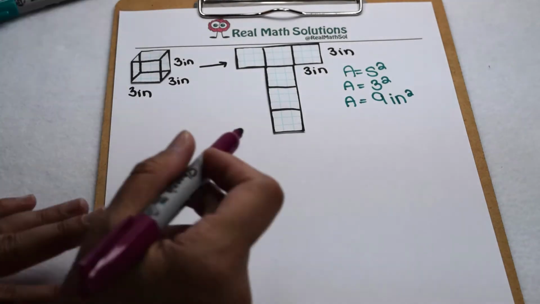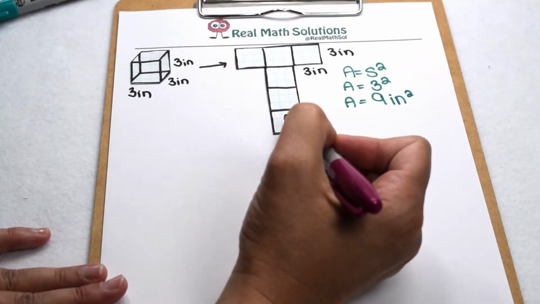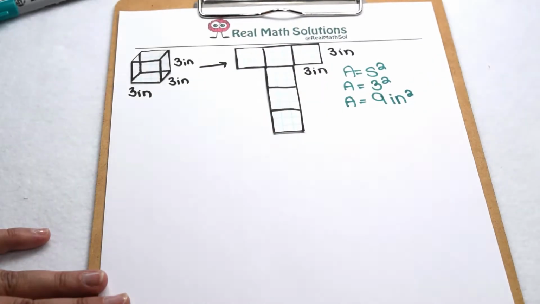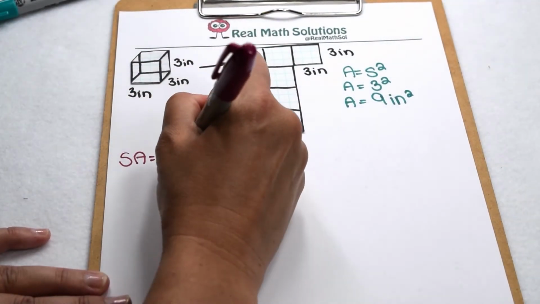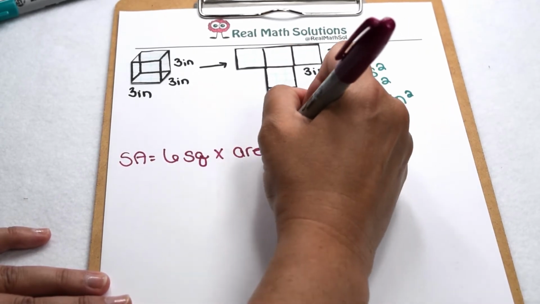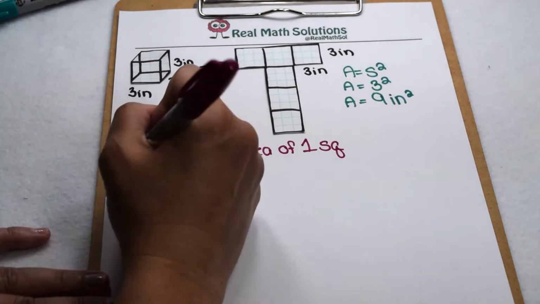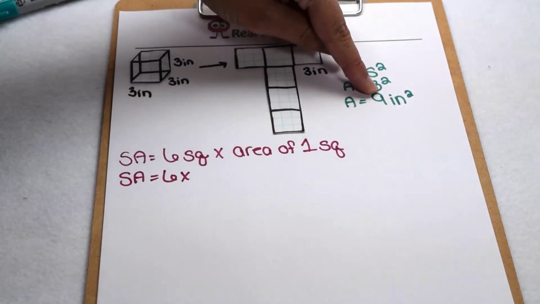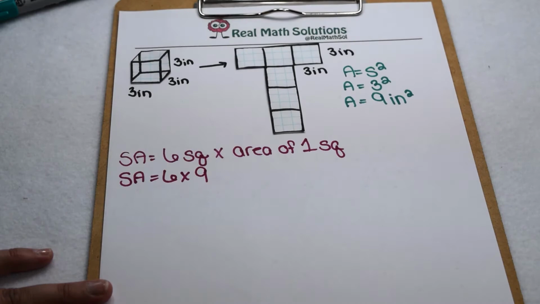So now to find the total surface area, we could find the area of each square and add them together, or we can realize on a cube that all 6 faces are going to be the exact same square. So to find the total surface area, we could multiply our 6 squares times the area of just 1 square. Well, that means we're going to have 6, and we found the area of 1 square to be worth 9. So our total surface area is going to be found by doing 6 times 9.